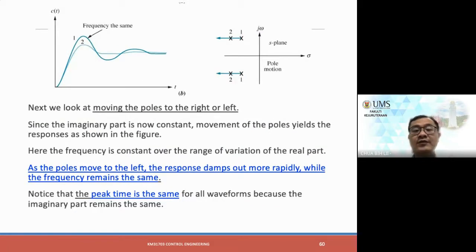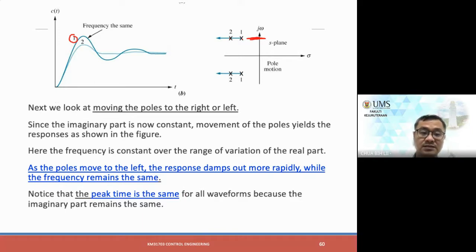Next, if we don't shift vertically but shift the pole more to the left-hand side, what happens if we shift from point 1 to point 2? The value of the real part keeps increasing. From this particular point, or curve or line number 1, the frequency remains the same because they have the same imaginary value. But the peak value now decreases.